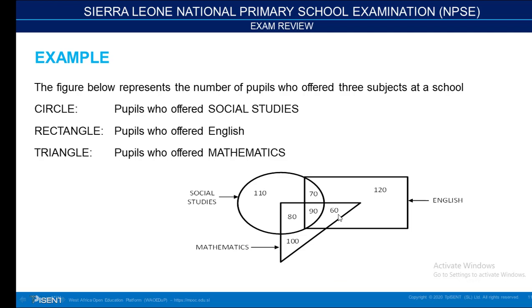Look at 60 here. It is actually found inside 2 shapes. That is the triangle and the rectangle. So therefore, these 60 pupils, they are offering mathematics and English.